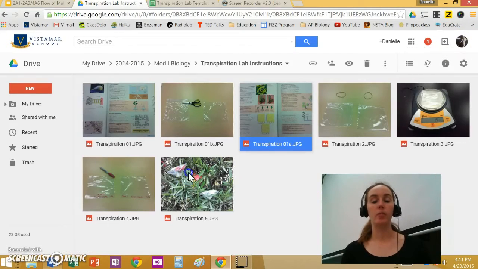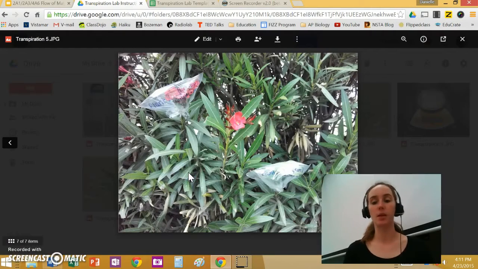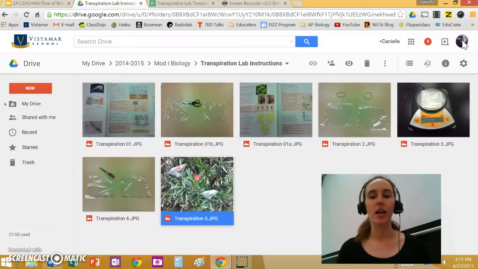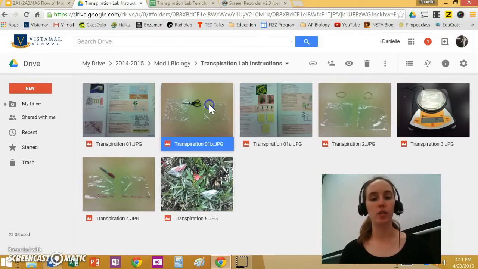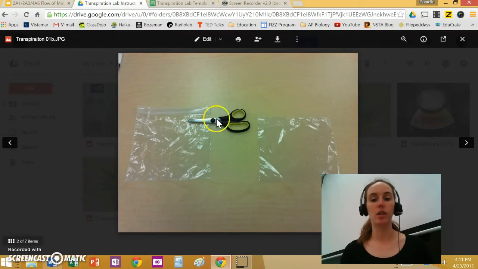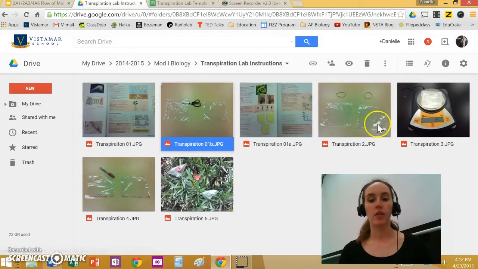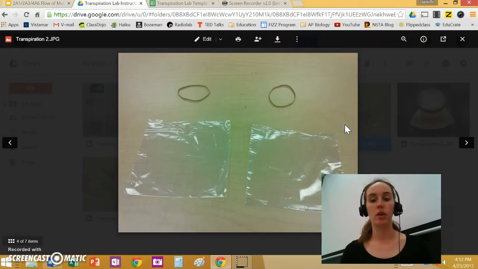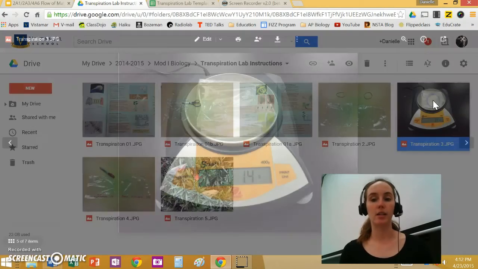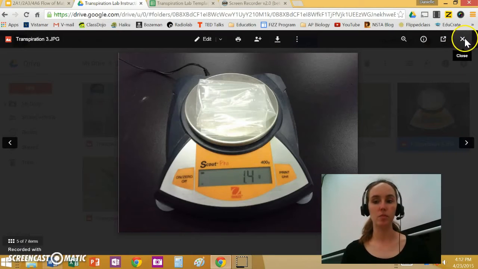So big picture, we're going to put some plants in a bag and wait. But this is what they need to do. First, they will cut the tops off of 2 baggies. I've got them in pairs: 2 baggies, 2 rubber bands. Then they take those baggies and they take the mass of them.